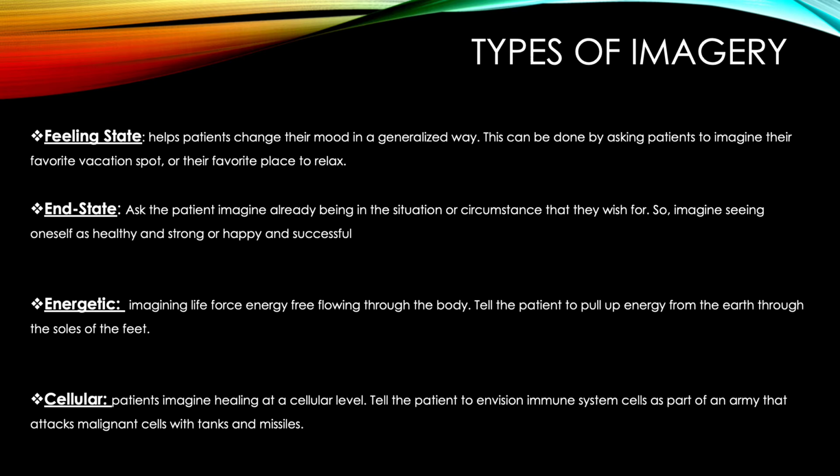On the next two slides, I'm going to go over some types of imagery that can be used. It was really surprising when I read that there are all these different kinds of imagery. So there's a feeling state. This helps patients change their mood in a generalized way. This can be done by asking patients to imagine their favorite vacation spot or their favorite place to relax. End state, you're going to ask the patient to imagine already being in a situation or circumstance that they wish for. So imagine seeing oneself as healthy and strong or happy and successful.